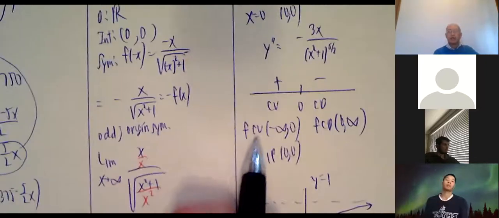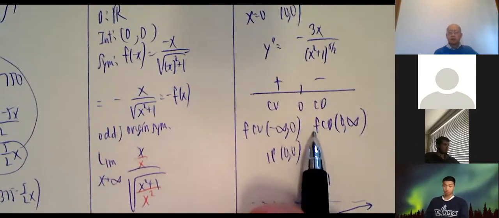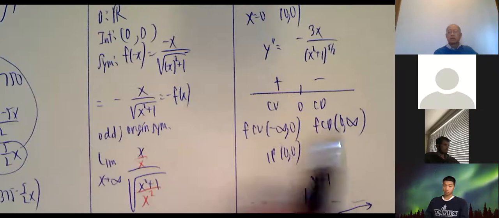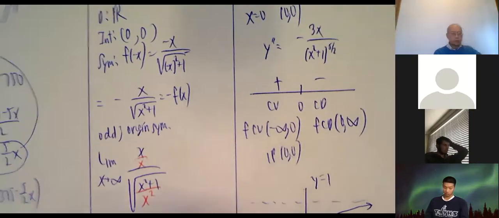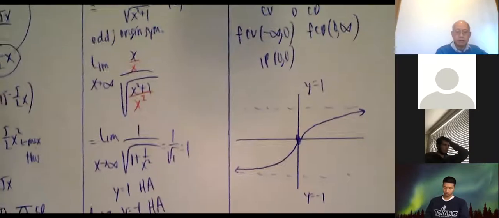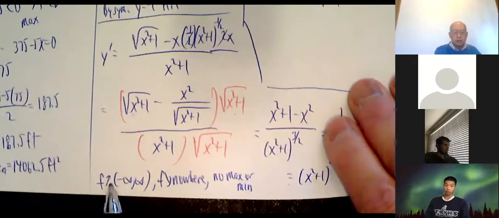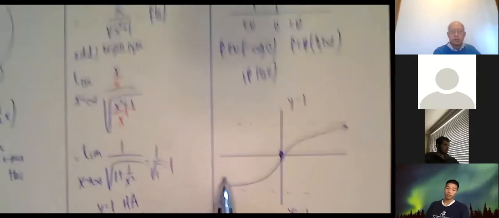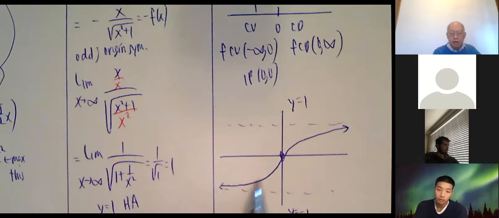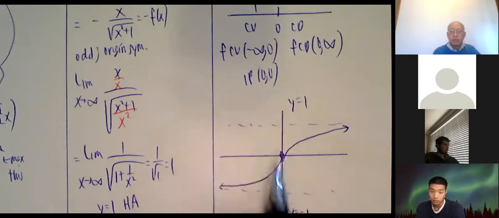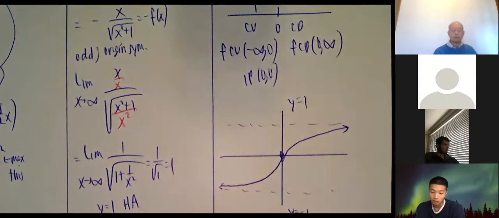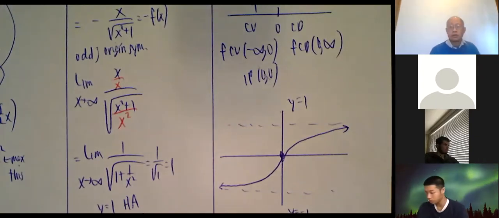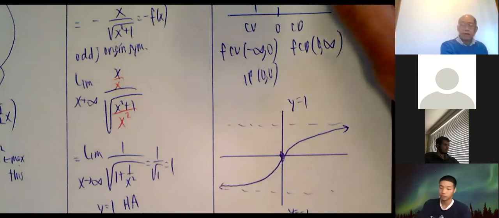So f is concave up from negative infinity to 0. F is concave down from 0 to infinity. So I have an inflection point at the origin. And here comes the whole graph. Okay. Always increasing. Asymptote, asymptote. Increasing concave up, increasing concave down. So there we go. All right, so that's that.